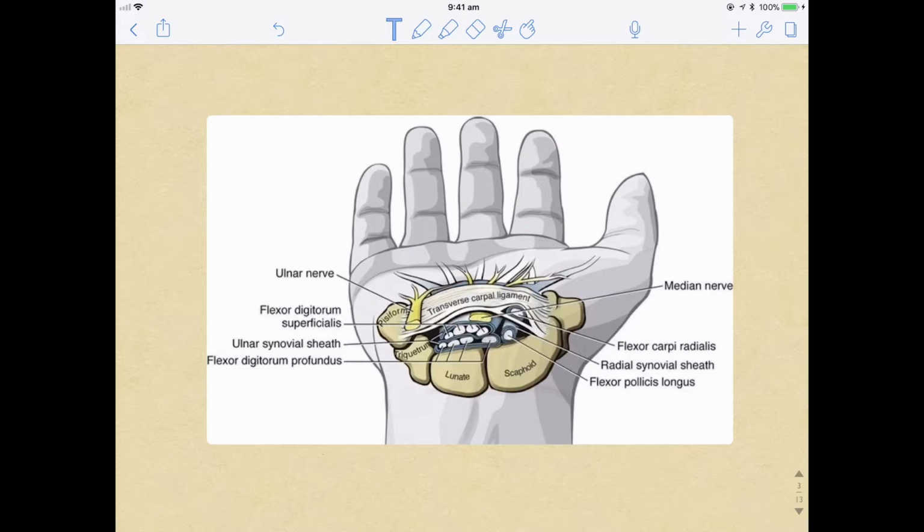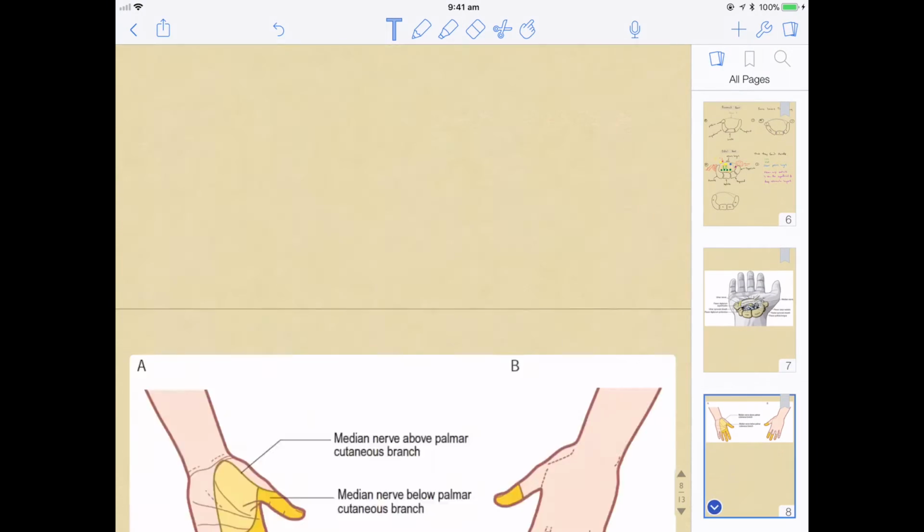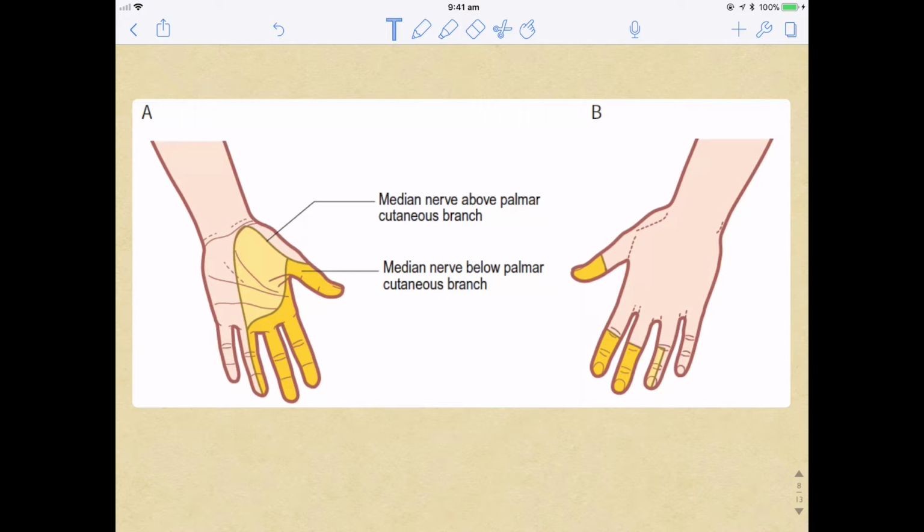So the signs and symptoms that we get from carpal tunnel syndrome are often nerve related, and they include things like pain in the hand and the wrist, or pins and needles and numbness, often across the median nerve dermatome. So here we see the median nerve dermatome, and this is where symptoms are commonly seen in carpal tunnel syndrome patients. So it might be pain or numbness in the palm and the lateral 3.5 digits.